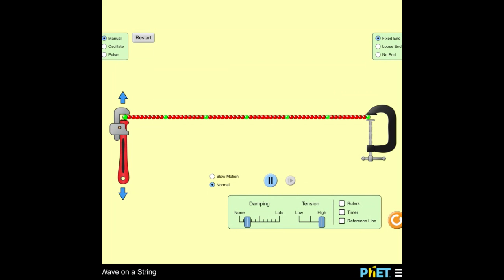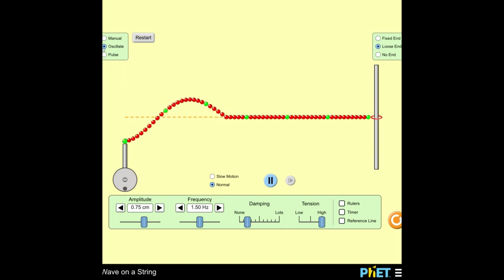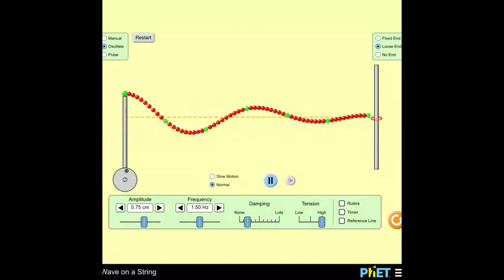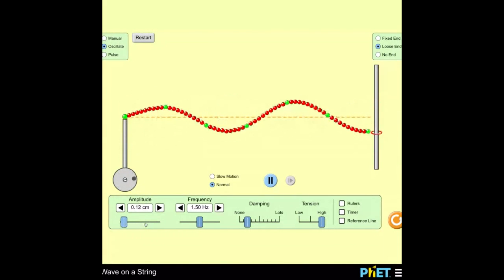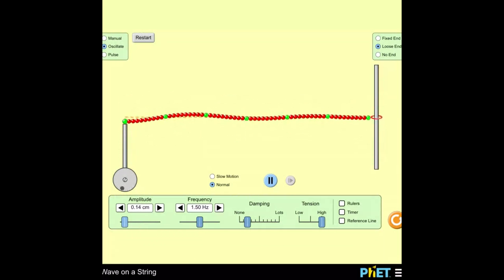Okay, so hopefully most of you were able to do this, and what I wanted to talk about was what happens when we have a loose end. So if I want to get a standing wave with a loose end, I'm going to turn the amplitude down. And if I change the frequency a little bit, I'm just going to try to find a standing wave pattern here. Let's go down in this ballpark.